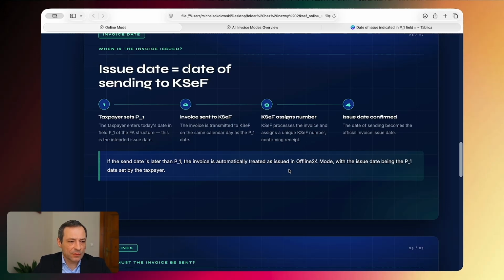On the other hand, of course, if the send date is earlier than the date of issue indicated in the P1 field, then in such case, such invoice will not even be allowed to be processed by the Polish National Electronic Invoicing System and will be declined at the entrance to the system.